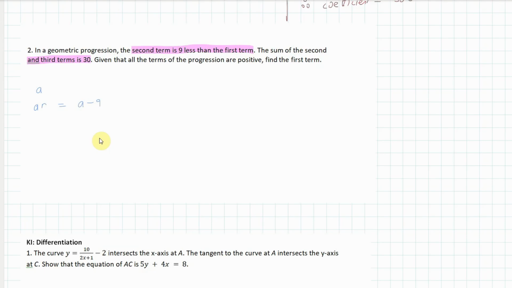And what else do we know? And we also know that the sum of the second and third term is 30. So I guess AR plus AR squared equals 30. Now, what could we do here? Interesting. I guess we could do some substitution. We could substitute this in for AR.